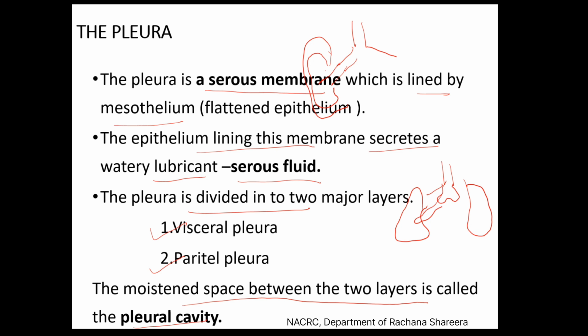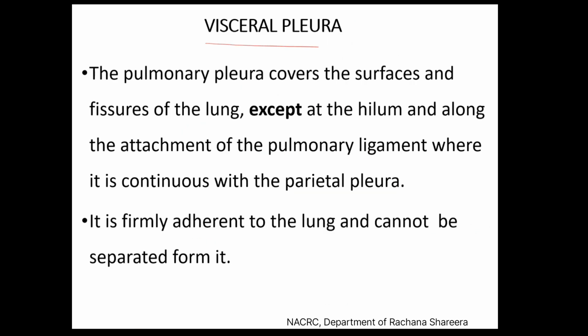Pleura is divided into two parts: visceral pleura, which is attached to your lungs, and parietal pleura. Visceral pleura, the pulmonary pleura, covers the surface and fissures of the lung except the hilum. Hilum is a part of the lungs where the structures of artery, vein, and bronchus enter or leave. Along the attachment of the pulmonary ligament it continues with the parietal pleura. It is firmly adherent to the lung and cannot be separated from it.